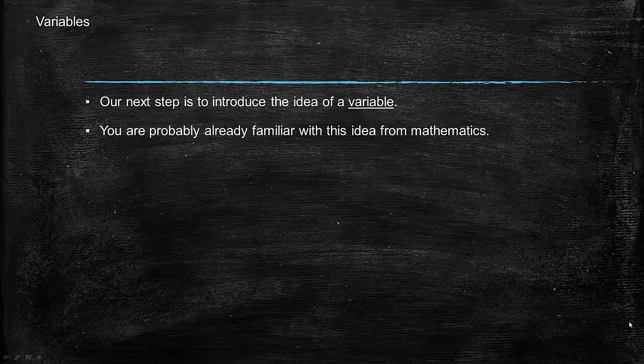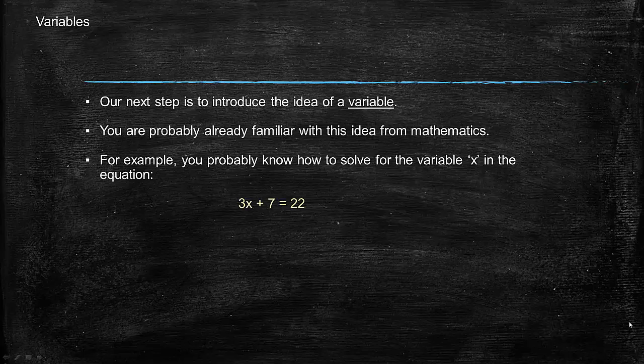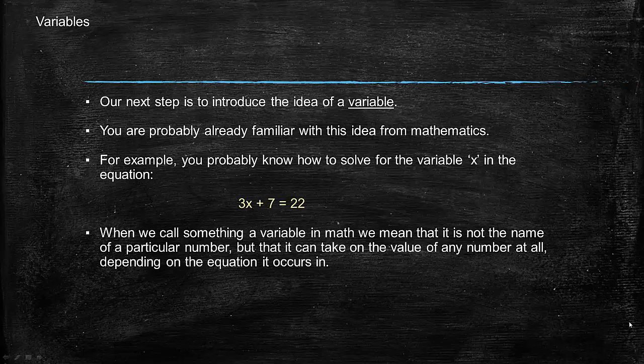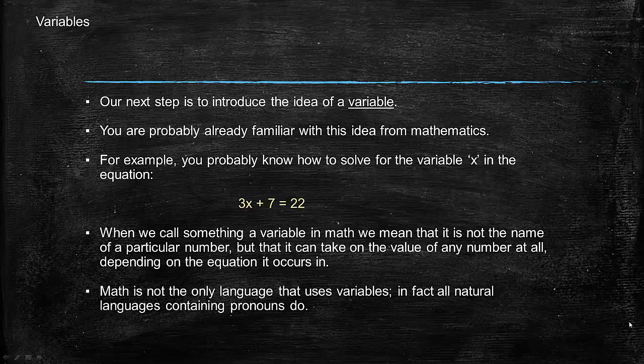So variables. Well, you probably know about variables already from math. So you can probably solve an equation like this, 3x plus 7 equals 22. Solve for x is something that just about any high school student learns to do. So what makes something a variable in math? Well, what we mean when we call something a variable in math is that the variable x can take on any value at all. So here x is 5. If you solve for x, you'll get 5. But in a different equation, it can mean something completely different.